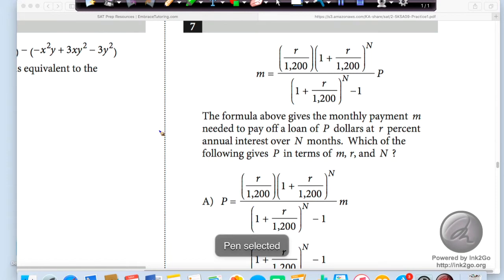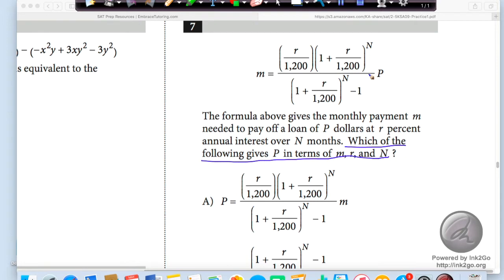So, question 7 says the formula above gives the monthly payment M needed to pay off a loan of P dollars at R% annual interest over N months. Which of the following gives P in terms of M and R? So my biggest hint here is this wording. It says which of the following gives P in terms of M, R, and N.